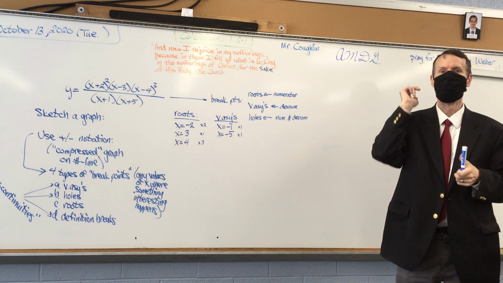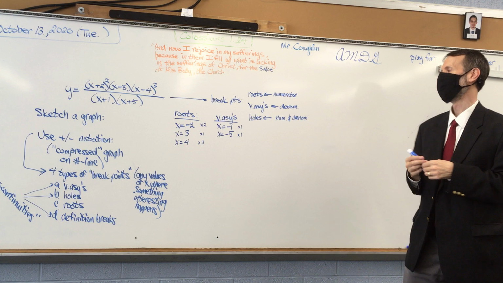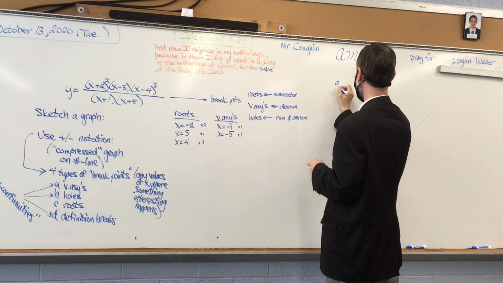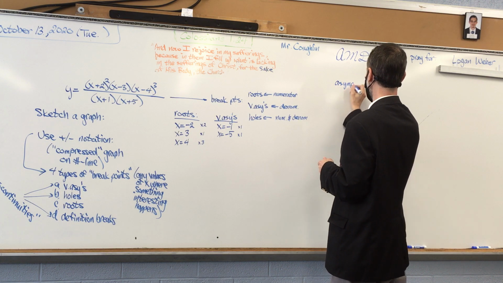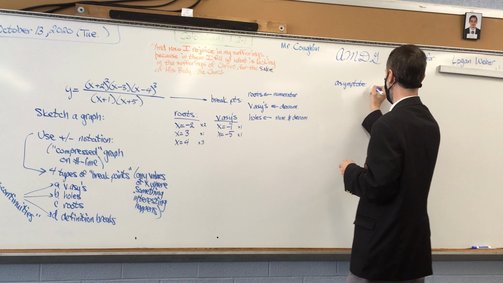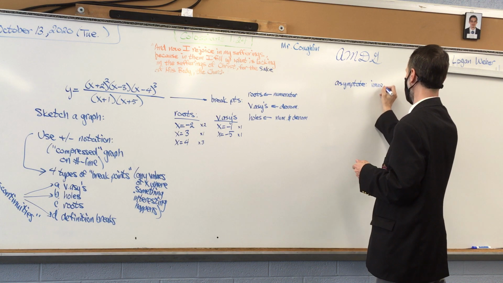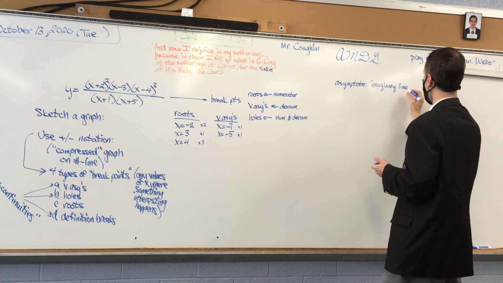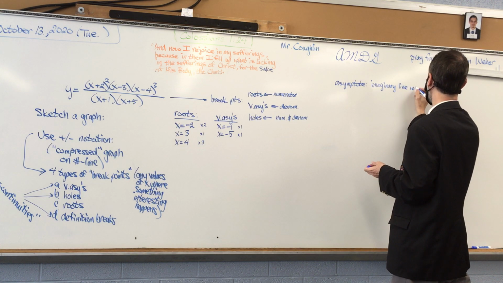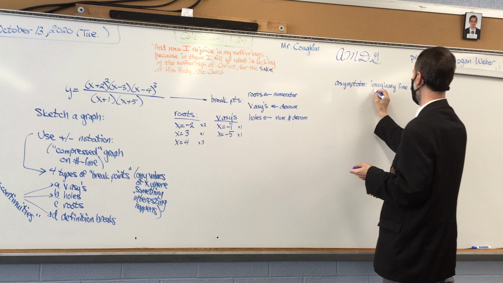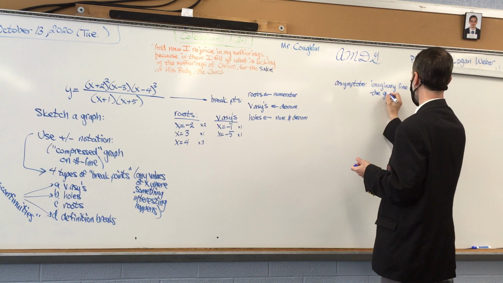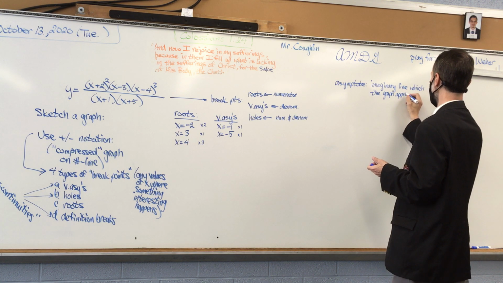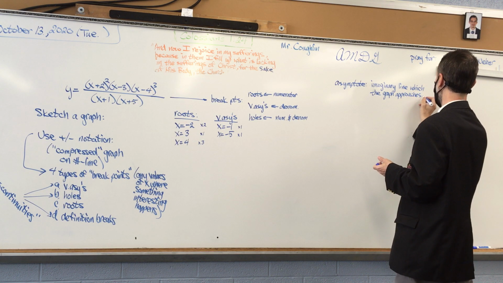What's a vertical asymptote? Oh, good question. Yeah, that's right, you weren't here. What is a vertical asymptote? An asymptote is an imaginary line which the graph approaches closer and closer.